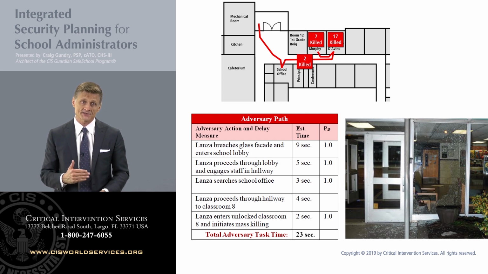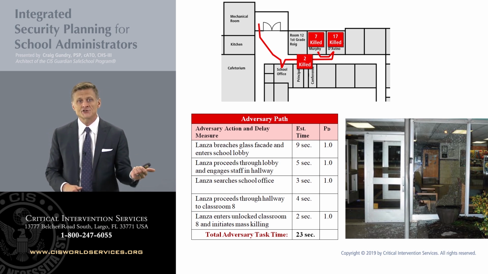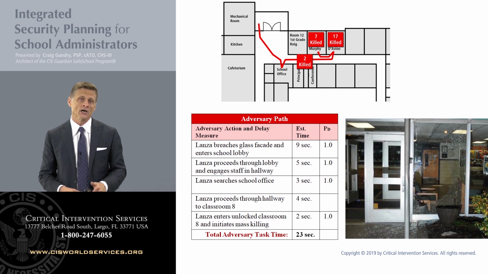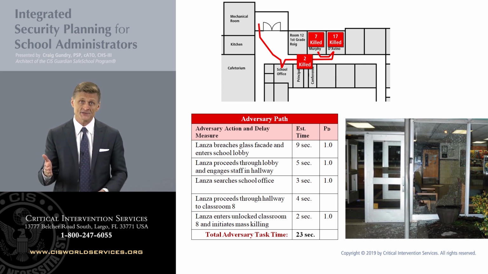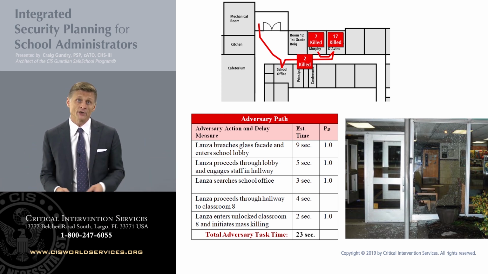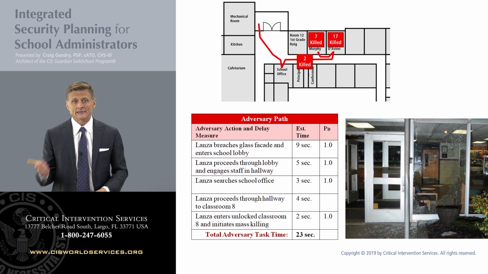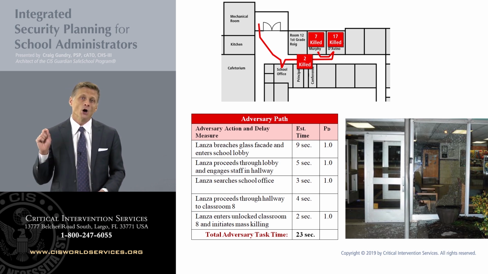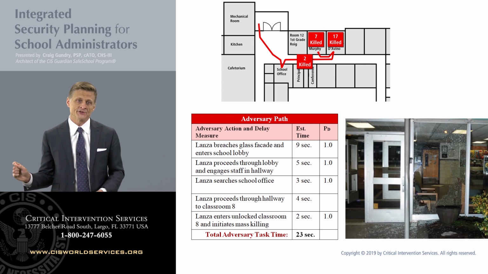So Adam Lanza breaches the glass facade and enters the school lobby. That took approximately 9 seconds, and there would have been probably a 1.0 probability of detection. You know, it was pretty loud when he fired that AR-15 rifle. Lanza then proceeded through the lobby and engaged staff in the hallway. That probably took around 5 seconds, maybe a little bit less. Also, 1.0 probability of detection.